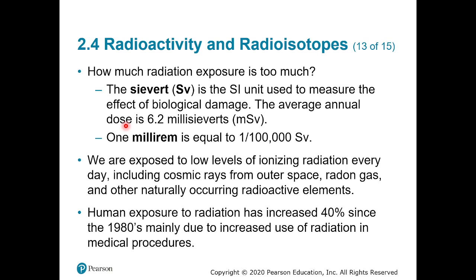Just pretty nerdy. So how much radiation exposure is too much radiation? These are non-emergency numbers, by the way. So this would be like an average number that you would see in a normal situation. Okay. The sievert, which is the Sv, is the SI unit. It's used to measure the effect of biological damage. Your average annual dose is 6.2 millisieverts.